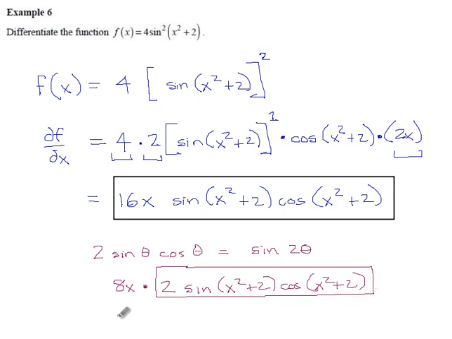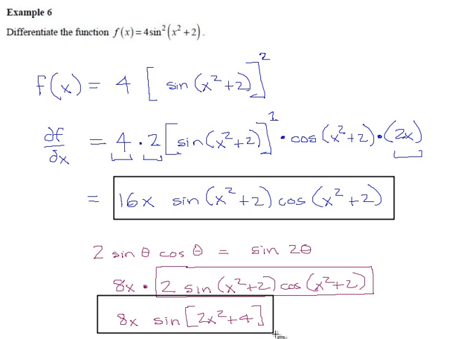and here's our next line. The 8x just sits there, it doesn't change at all. And the formula says where you have 2 times sine of something times cosine of something, you can replace that with the sine of 2 times something, which in this case would be 2x squared plus 4. Is that better? I'm not sure. Maybe a little. It's shorter. I suppose that's something. So, okay place to stop, and optional tweak. Take either one you like.